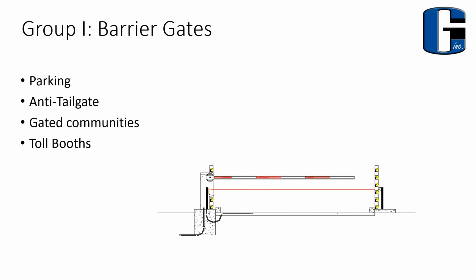Now let's talk about barrier gates or parking gates, sometimes called parking or barrier. As you can see in this illustration here, this is a single arm application. So these are used for parking applications. They can be used for anti-tailgate applications, maybe synchronized with an iron gate, gated communities, toll booths, etc.